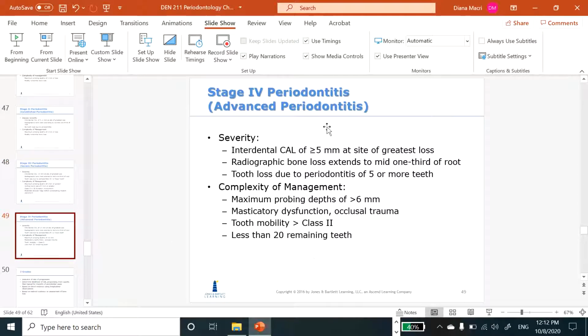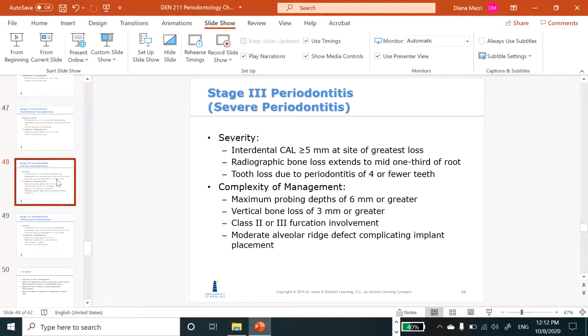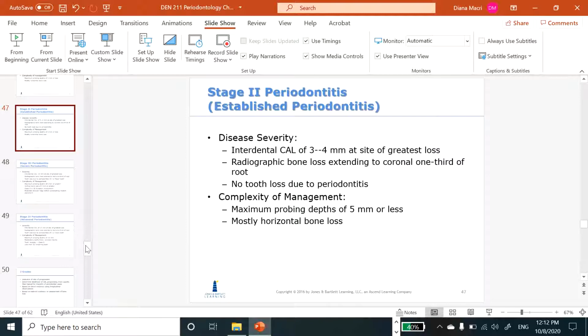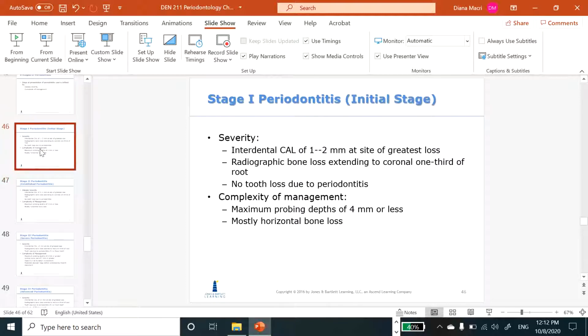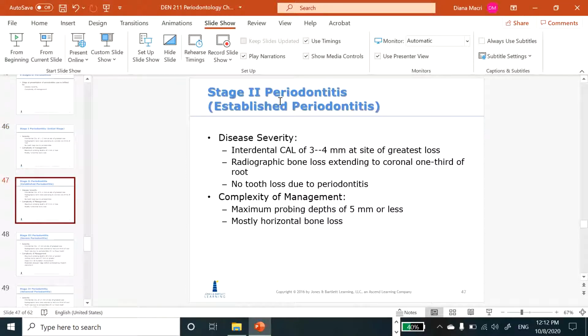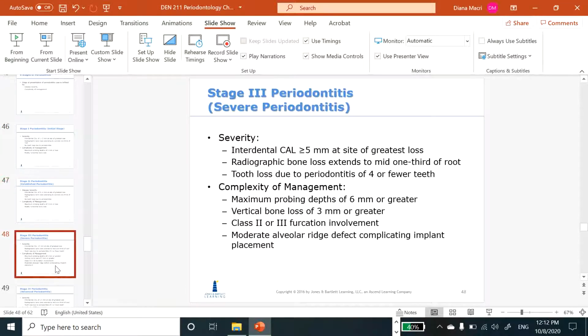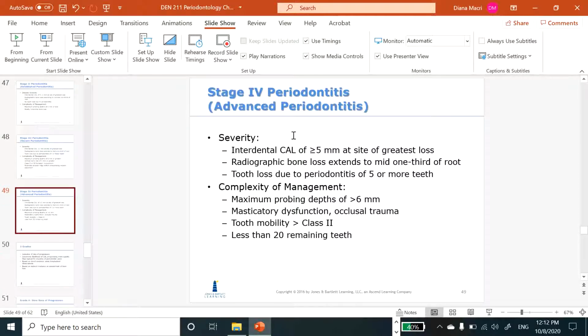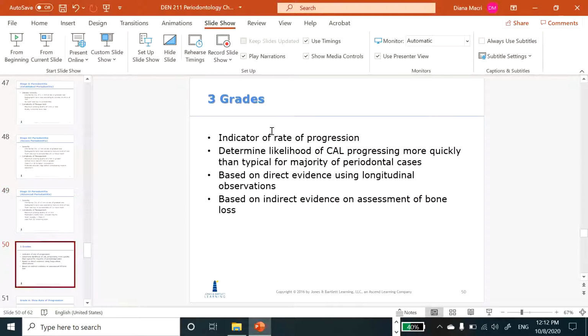And stage 4, of course, is advanced periodontitis, and I really appreciated that they put these in parentheses, okay? Stage 1 is the initial stage. Stage 2 is like established periodontitis. Stage 3 is severe periodontitis, and stage 4 is advanced. I like that. That makes sense. However, advanced periodontitis is not a classification. Stage 4 periodontitis is a classification. Okay? And then, like I said, we're going to go to grades.